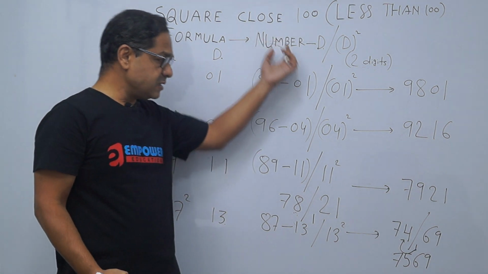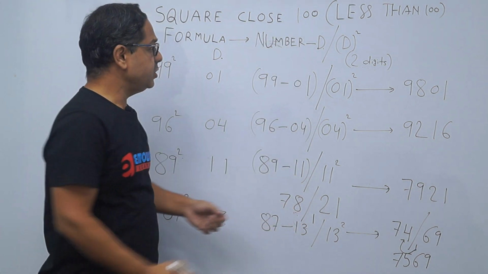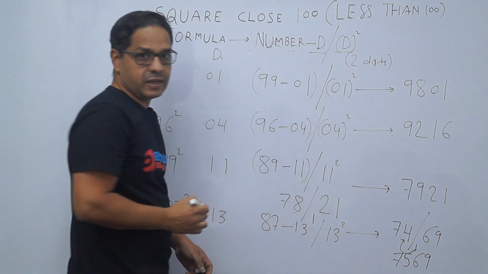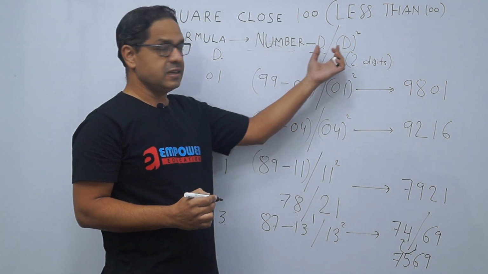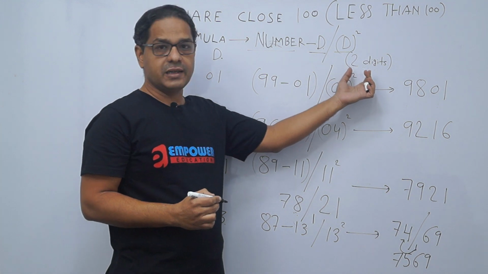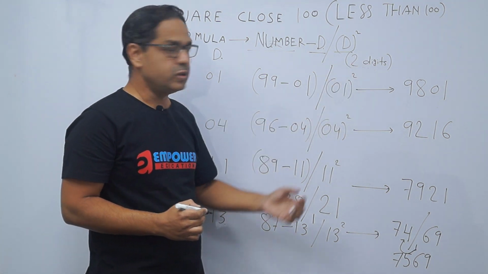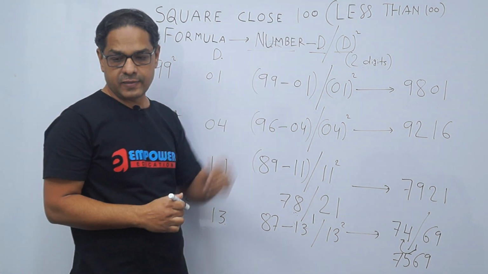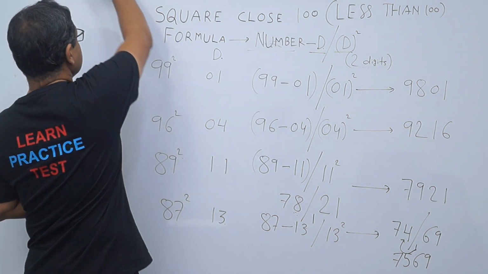So this way we can square any number using this formula: number minus deficiency, and deficiency square. Only care should be taken that the right hand side should have 2 digits. Okay, so let me explain the next technique for squaring a specific number.